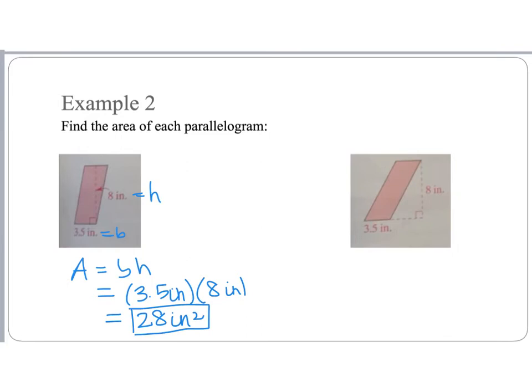And that's the area for that parallelogram. Now over here on the right, it's very similar. I can see that my 3.5 here is going to be my base. My 8 is going to be my height. And again, even though it's drawn a little bit differently, my area is equal to my base of 3.5 inches times my height of 8 inches. And this gives me again 28 square inches.